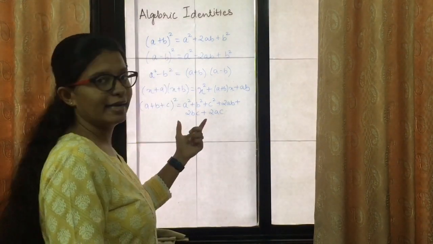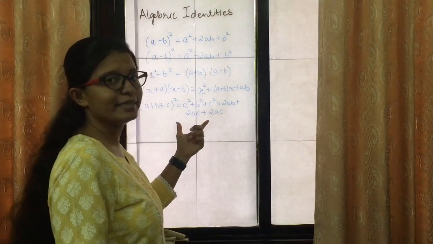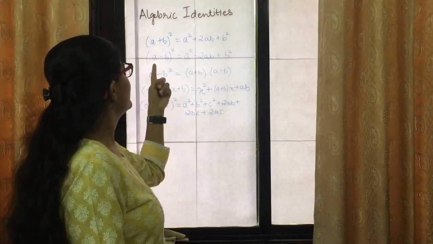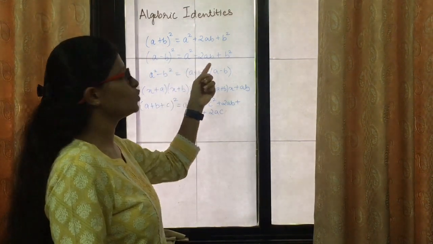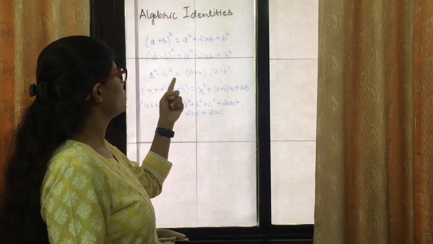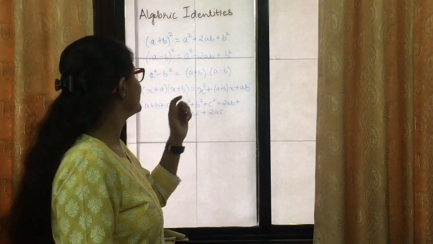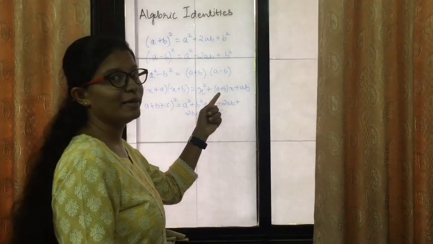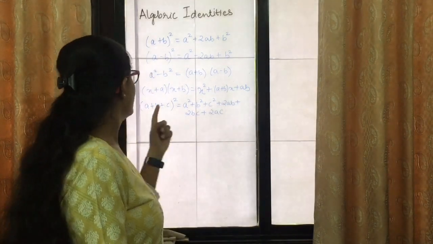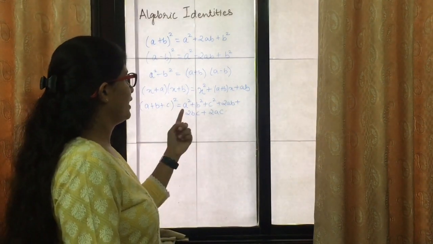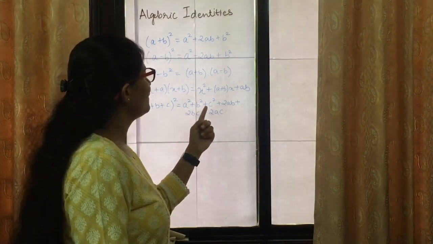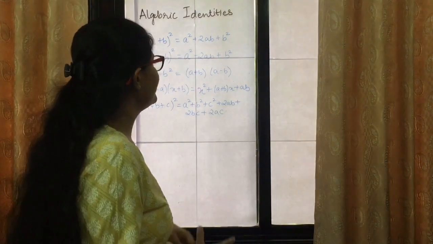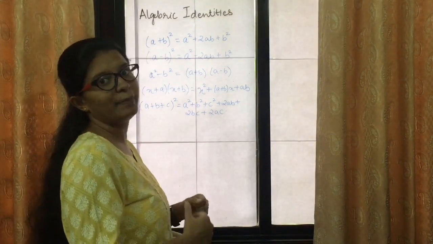What are these algebraic identities? These are the basic identities. (a plus b) whole square is a square plus 2ab plus b square. (a minus b) whole square is a square minus 2ab plus b square. a square minus b square is equal to (a plus b) into (a minus b). (x plus a) into (x plus b) is equal to x square plus (a plus b)x plus ab. (a plus b plus c) whole square gives you a square plus b square plus c square plus 2ab plus 2bc plus 2ac. So these are the identities which we have already studied in the previous classes.